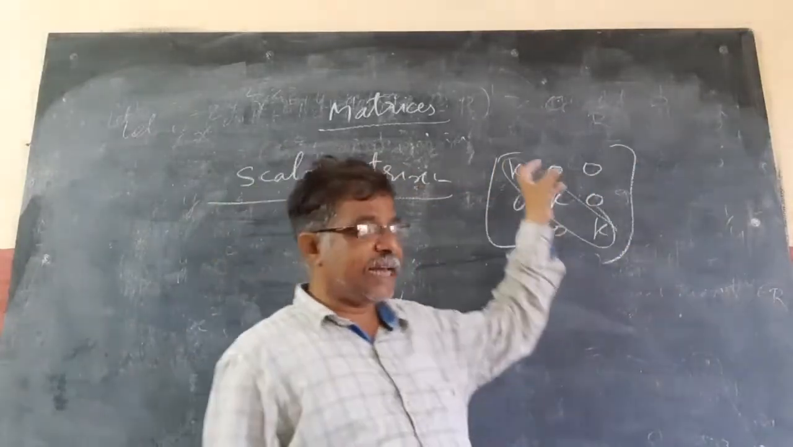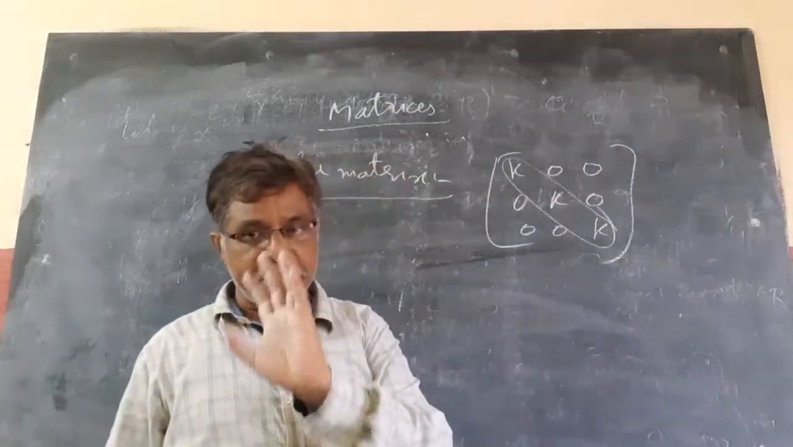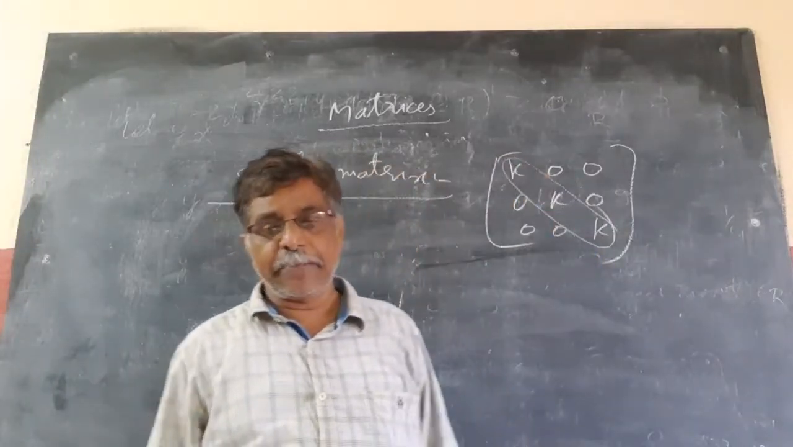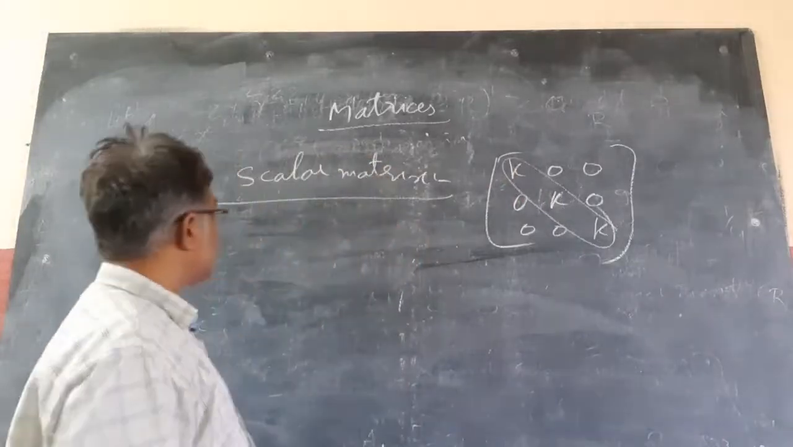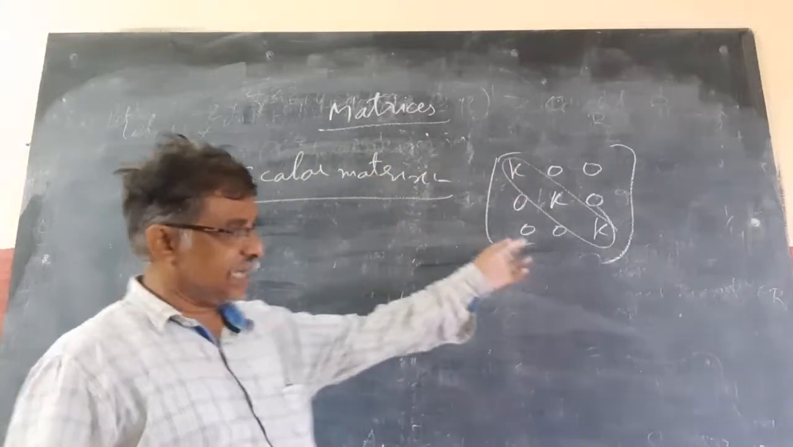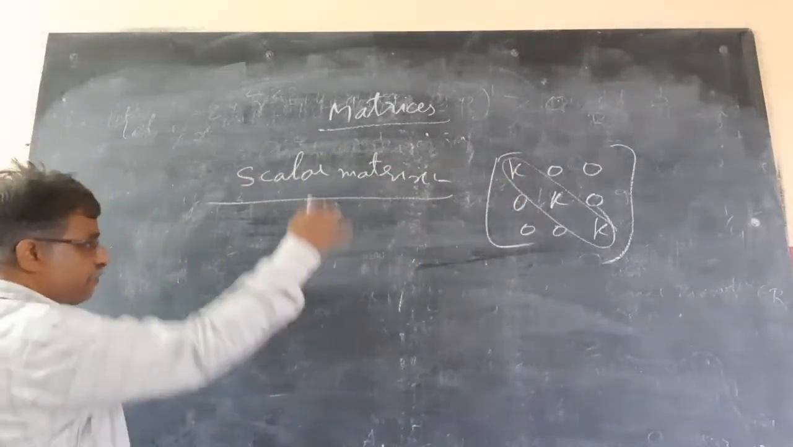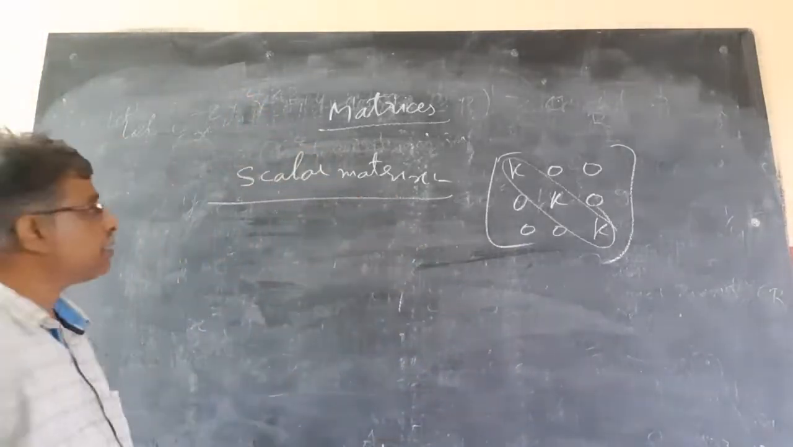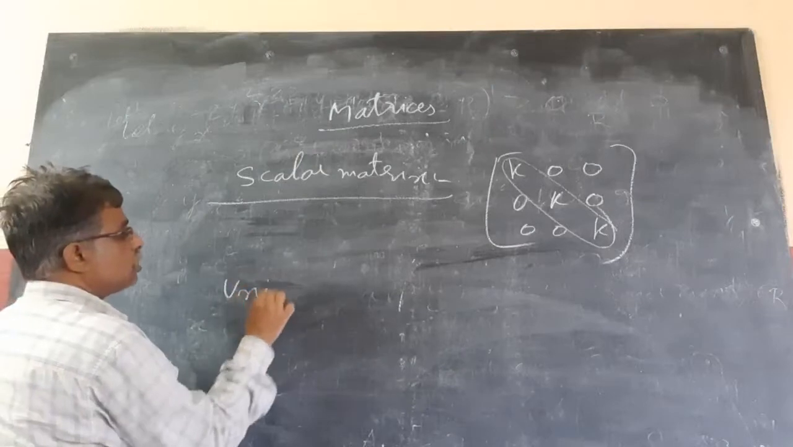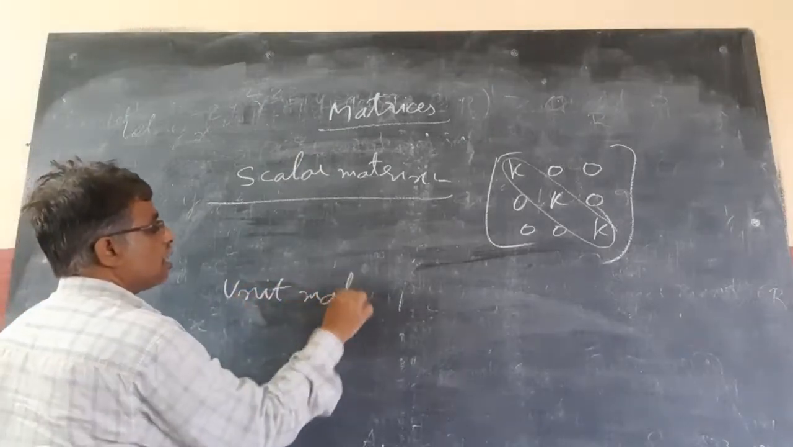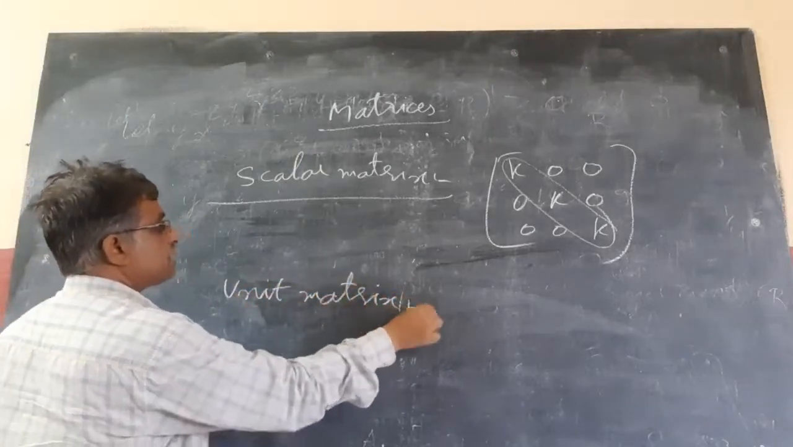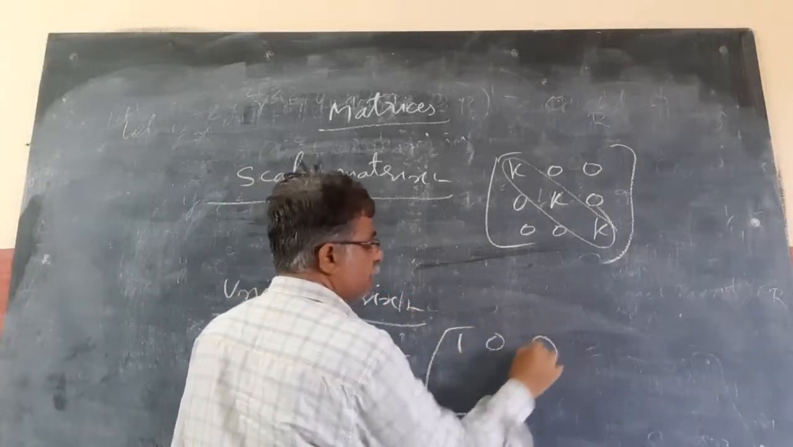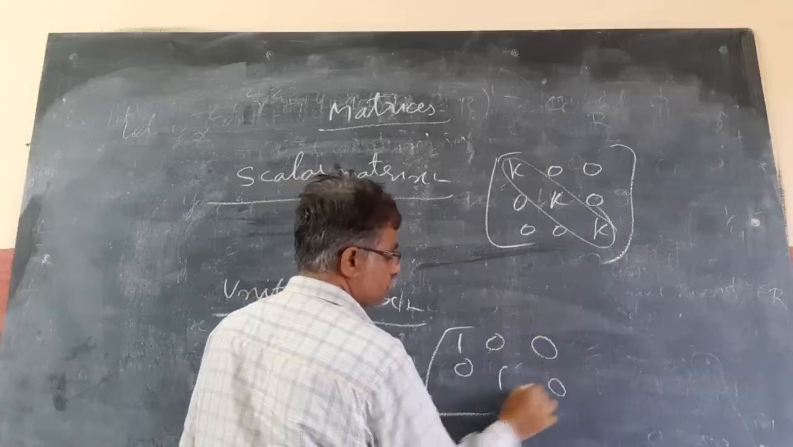The diagonal here I will call the principal diagonal. So if the principal diagonal elements are the same and the remaining elements are zeros, then it is called a scalar matrix. Next, if the principal diagonal element k equals 1, then it becomes a unit matrix. So the next one is the unit matrix. Unit matrix means principal diagonal elements are 1, remaining are zeros.